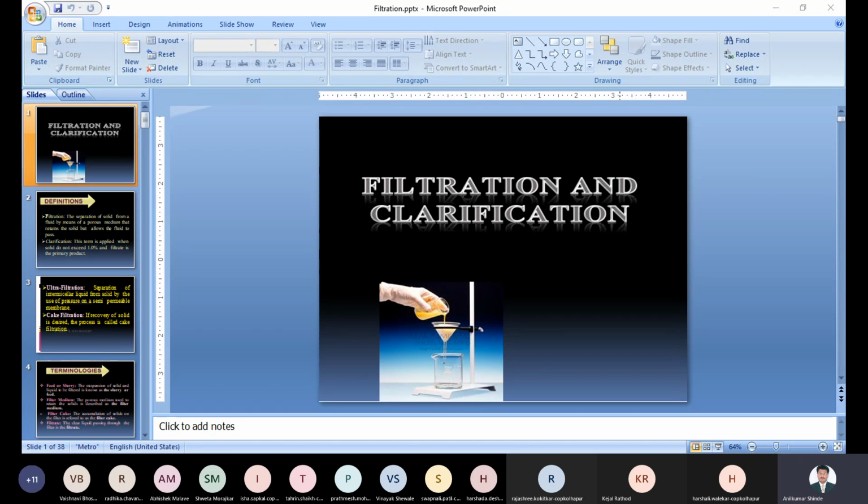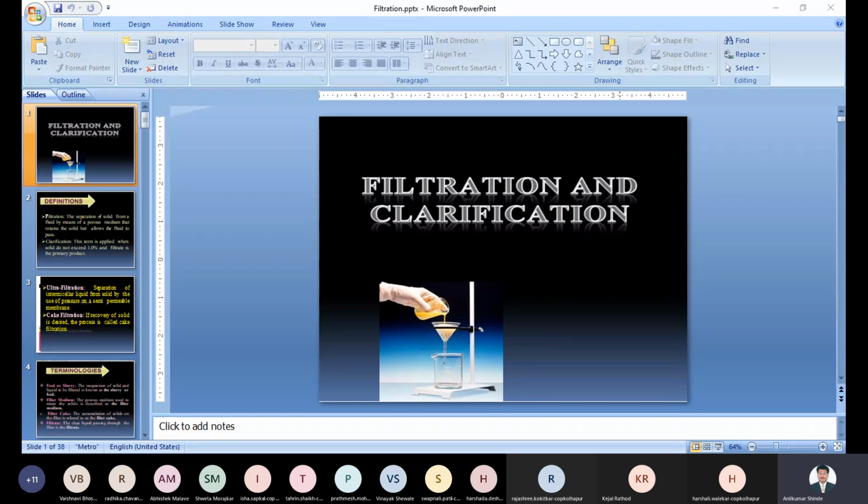And with that medium, clarity of that solution is possible, and the remaining 100% of the solid from the liquid and the 100% filtrate is possible. Understand it? So this is a process of the separation of the solid from the fluids by means of the porous medium that retains the solids but allows the fluid to pass, and that process is known as filtration.